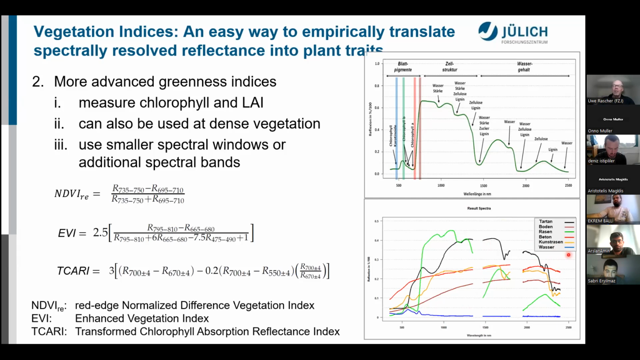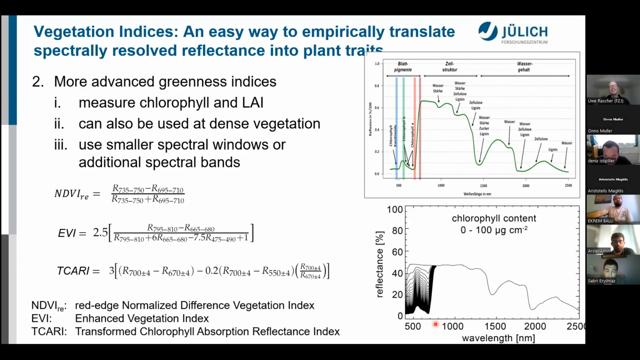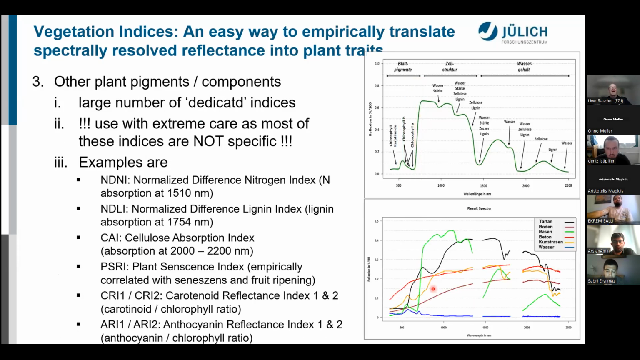This is a collection of a few random reflection spectra. And even if you look at the orange one, sorry, Kunstrasen is artificial grass. It's an artificial surface which looks green to the human eye. But if you look exactly at this reflectance curve, it does not have this sharp transition between the red and the near infrared. So these vegetation indices exploit these dynamic changes of chlorophyll.